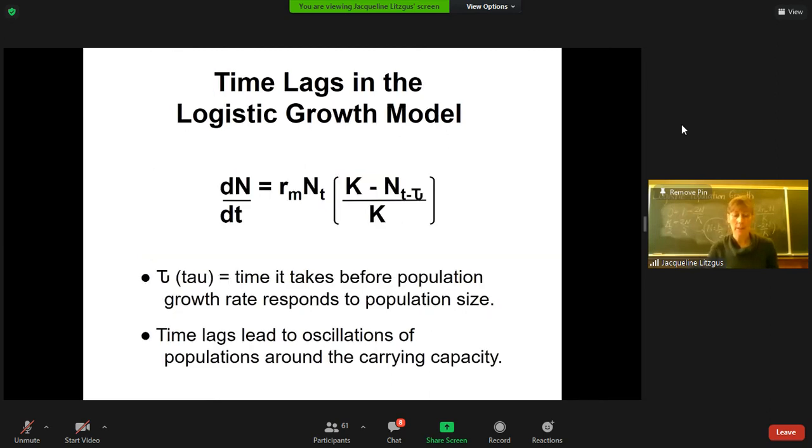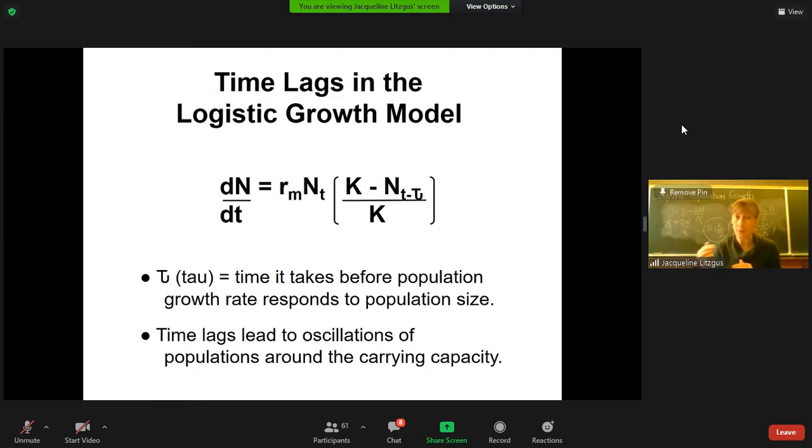Okay, so how do we model that into the logistic equation? We can add a time lag. It's represented by this Greek letter tau, which I have sort of backwards here, but it's tau. This is how we incorporate it into the logistic model. So tau indicates the time it takes before the population growth rate responds to the population size, okay?